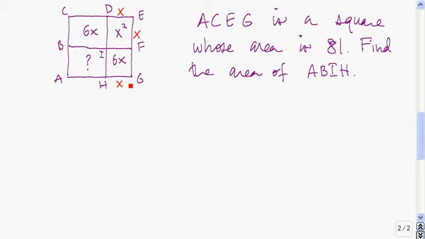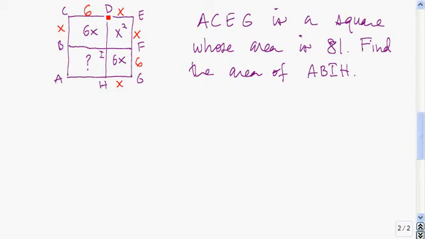So if this side is length x and the area is 6x, then this side has to be length 6. Similarly, since this side length is x, this side length also must be x, and this side length must be x. Since the product of this side and this side is 6x, this must be length 6.